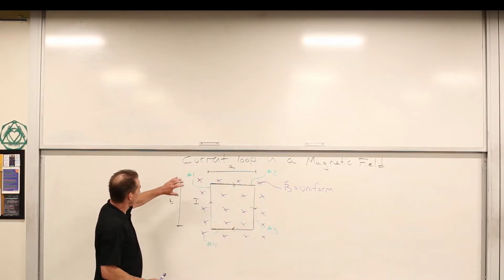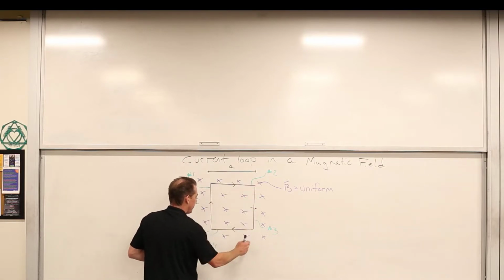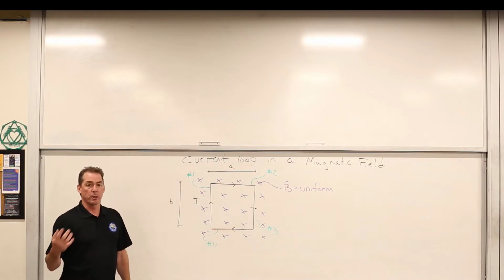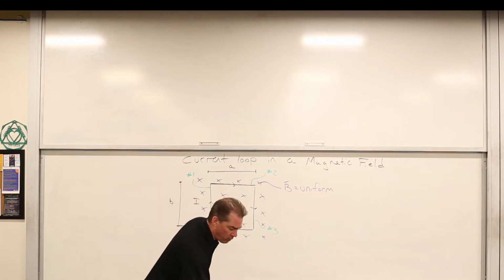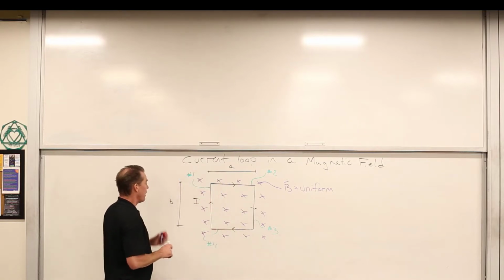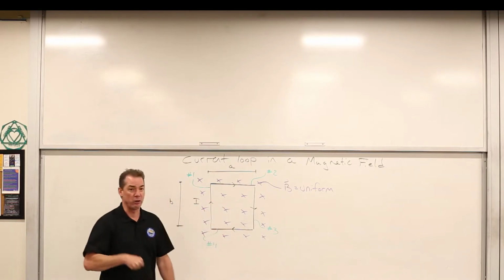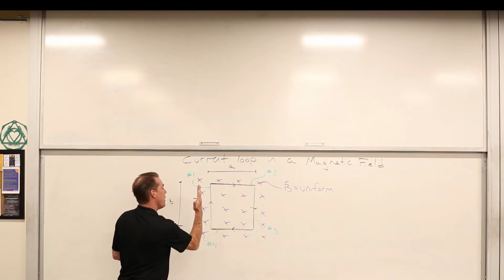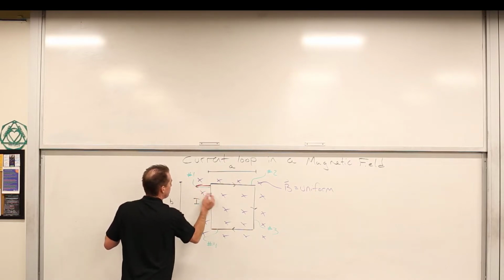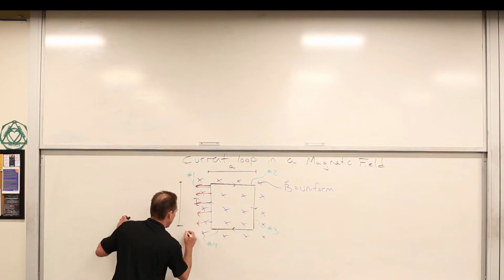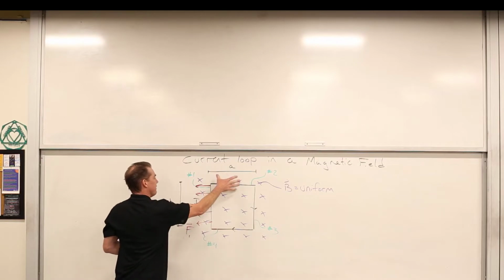And what we did is we looked at these four sections, section number 1, section number 2, section number 3, and section number 4, and ultimately found what the force on each individual section was. So we were able to discern that the force of interaction on this section would be in this direction by utilizing the right hand rule, fingers in the direction of the current, palm in the direction of the magnetic field, thumb is then in the direction of the force.